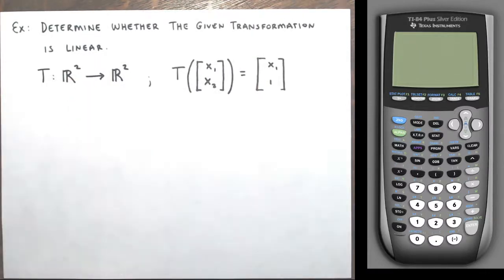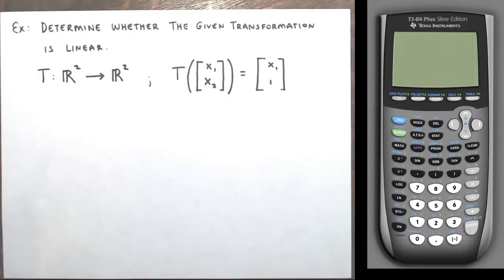All right, so I'm going to see if those two properties hold. Now, in order to show that a transformation is linear, both the additivity and homogeneity properties have to be true. If either one of them fails, it's not linear. And to show that they're true, you have to show it's true for every vector and every scalar.